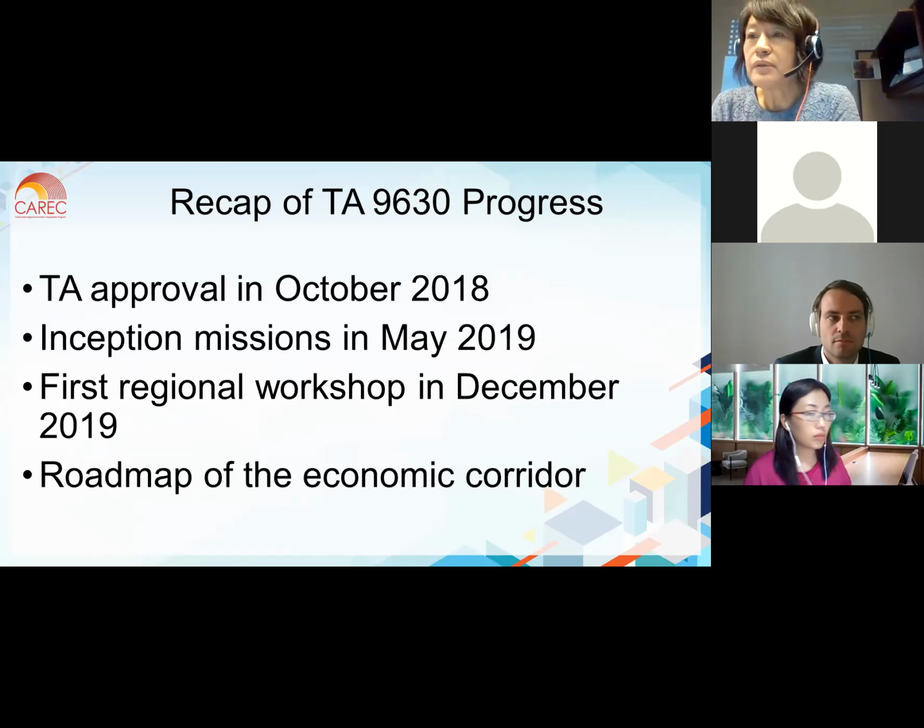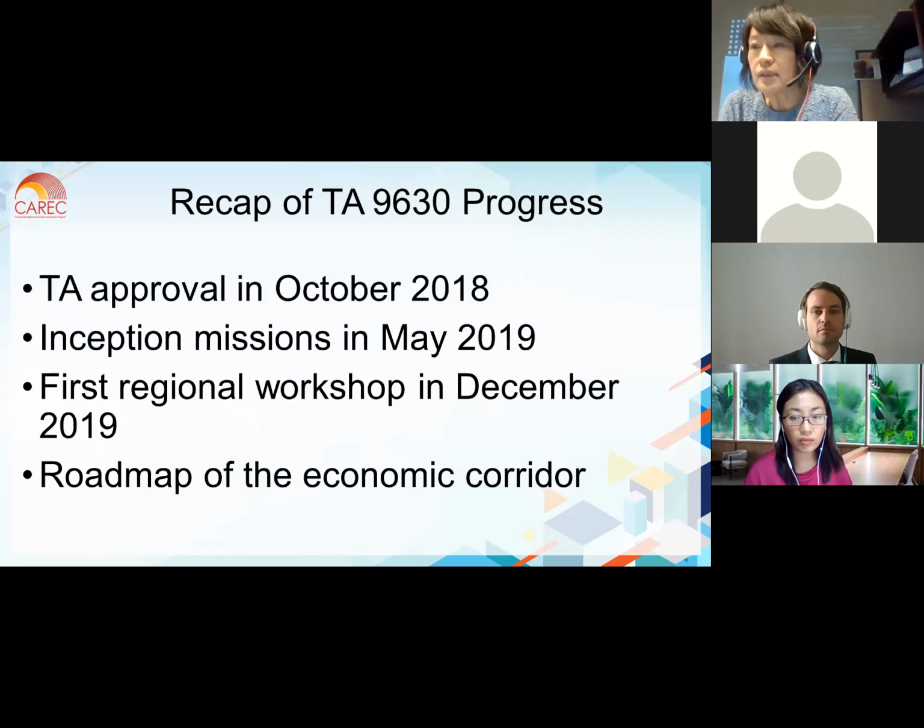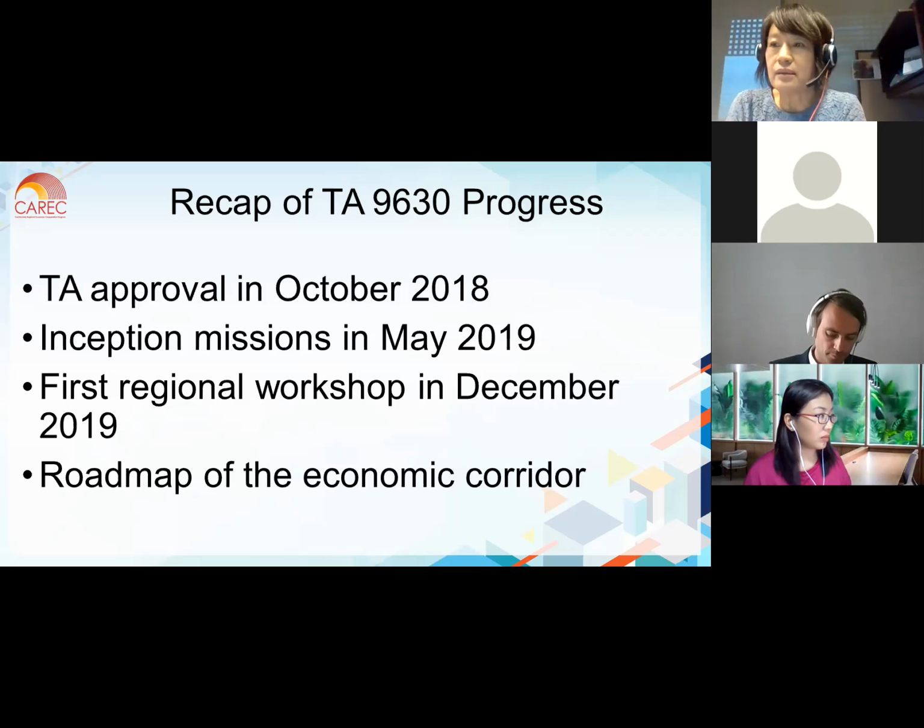The completion of the roadmap will mark the end of the first phase of the TA. And on the rationale for continued TA support, we feel there is a strong need to continue TA support to help the countries implement the roadmap for the economic corridor development. First, there is strong commitment among countries to deepening regional cooperation and integration through plans, as we heard, to implement joint projects and to increase bilateral trade as well as exports to other countries and regions by facilitating transit trade.